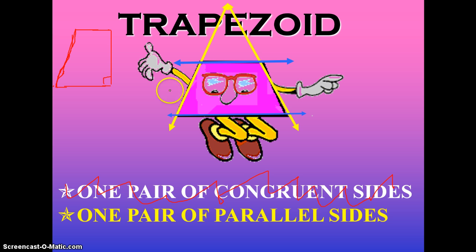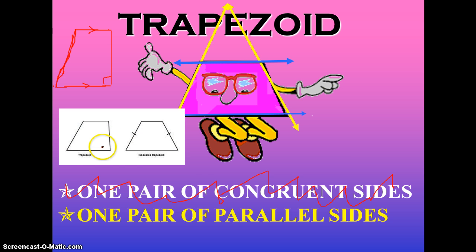Now in red over here, I drew another example of a trapezoid. These two sides are parallel to each other. The reason I squiggled this out, one pair of congruent sides, is because you don't have to have one pair of congruent sides. That's a unique trapezoid, which we'll talk about in just a bit. Really all you need is just that one pair of parallel sides. So here's an example of a trapezoid that does not have one pair of congruent sides, yet it's still a trapezoid.